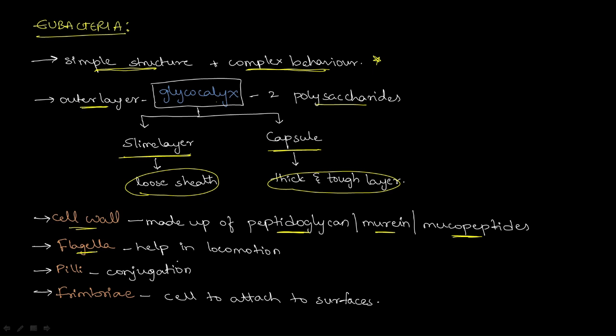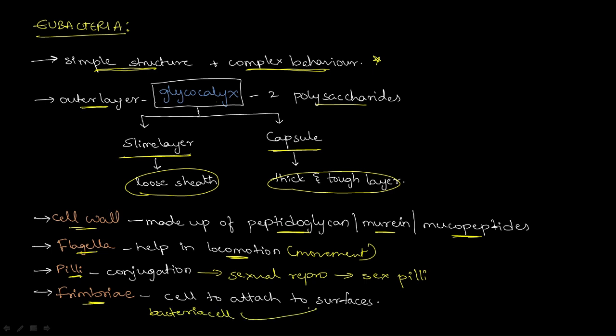The flagella present in eubacteria help in locomotion, that is, in the movement of the bacteria. The pili present on the outer surface of bacteria help in conjugation, that is, sexual reproduction. These pili are also called sex pili. And fimbriae present on the outer surface help the bacterial cell to attach to surfaces. To attach to external surfaces, the bacterial cell uses fimbriae.